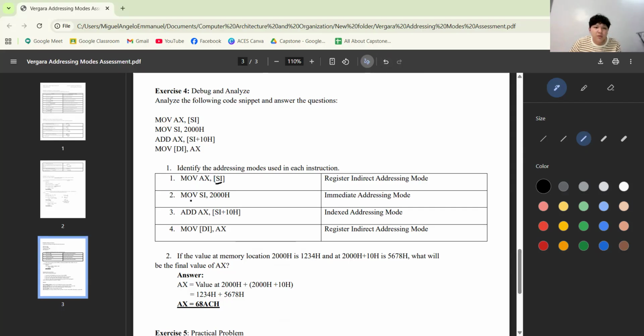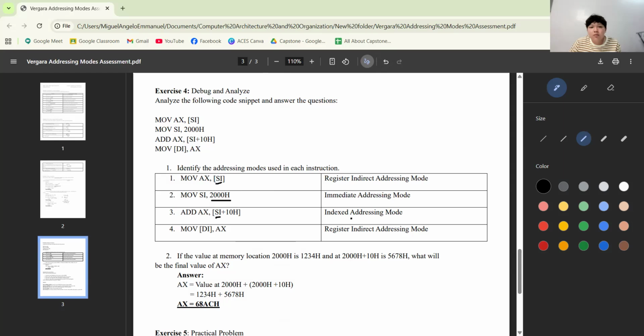Next, we have MOV SI, 2000H. The addressing mode used here is immediate addressing mode, since the data operand is part of the instruction itself. The 2000H is part of the instruction itself. Next, we have ADD AX, [SI+10H]. The addressing mode used here is indexed addressing mode. Why? Because we have SI present and we are adding it to the 10H. So SI or either DI is considered as indexed addressing mode.